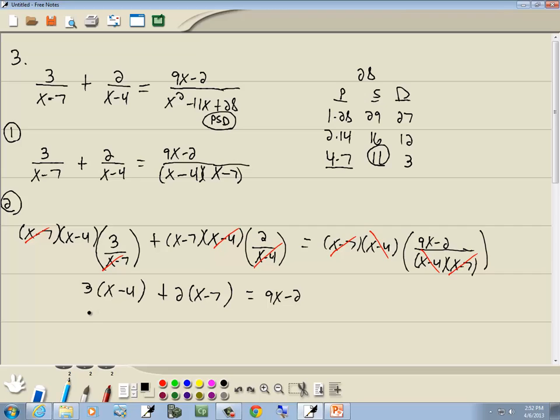Well, 3 times x is 3x. 3 times negative 4 is negative 12. 2 times x is 2x. And 2 times negative 7 is negative 14. Equals 9x minus 2. And again, no matter where you are in math, you should always combine together like terms, numbers. 3x plus 2x is 5x. Negative 12 and negative 14 gives me negative 26.